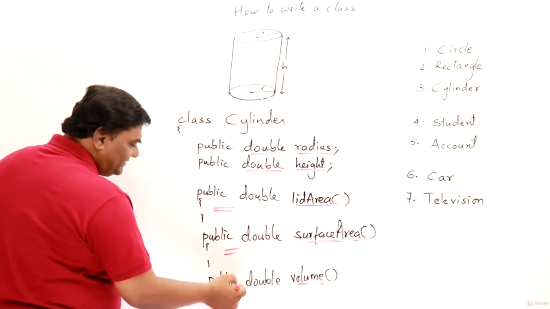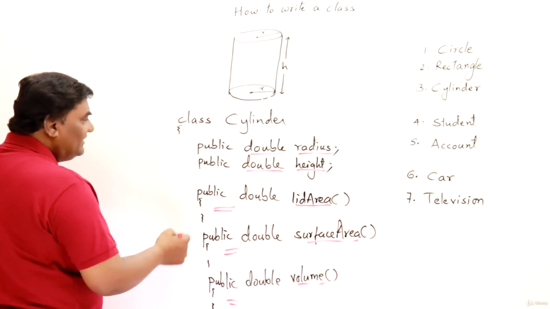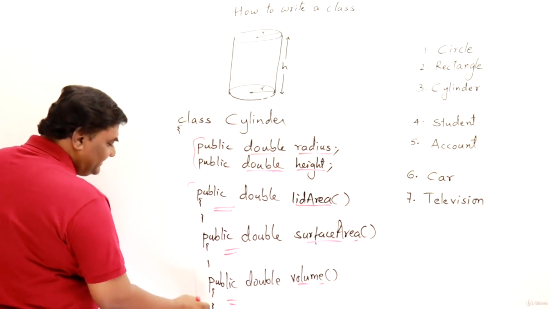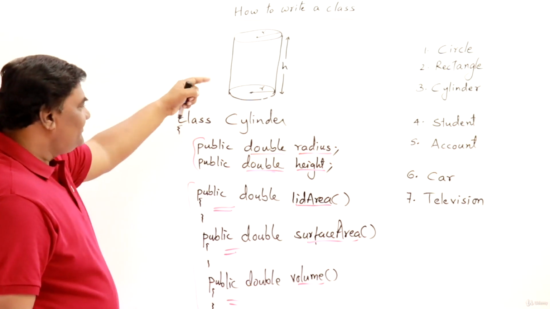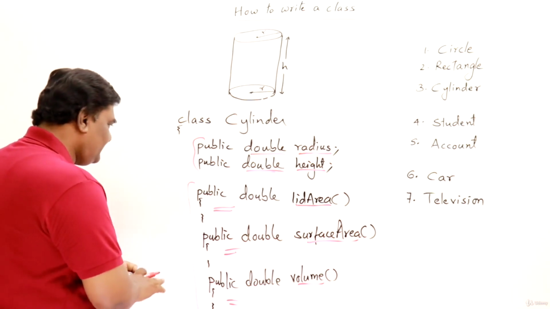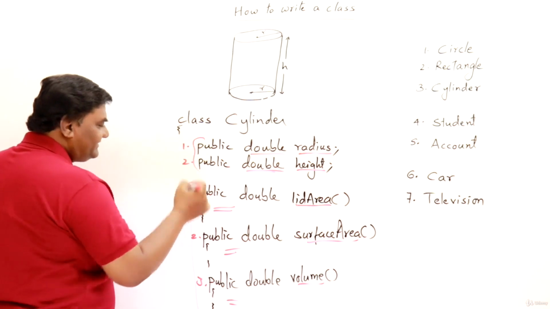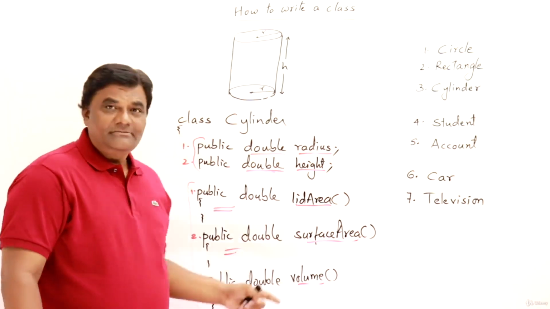Now this will get the formulas, right? The formula to calculate volume, the formula to calculate surface area and all. So these are the properties and these are the methods. For any object, you can write its properties and methods. Three methods I have written here: first one, second one and third one. Two properties, first one and second one. So this is about a cylinder.